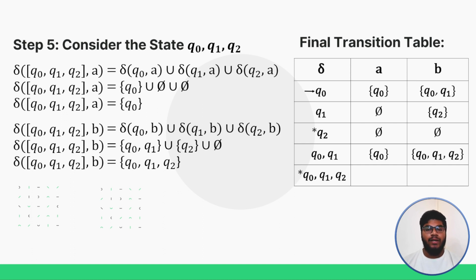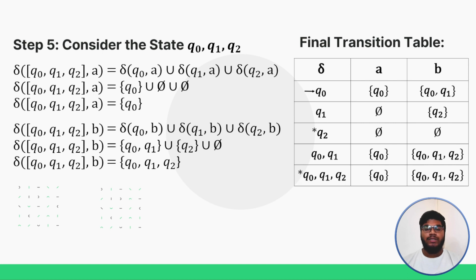This completes step 5. We can see that all the states have been evaluated, so we end this transition table. From step 5, Q0,Q1,Q2 on accepting A will move to the Q0 state, and Q0,Q1,Q2 on accepting B will move to Q0,Q1,Q2 itself. So this completes all the states, and this forms the final transition table. From this final transition table we're going to construct the DFA.